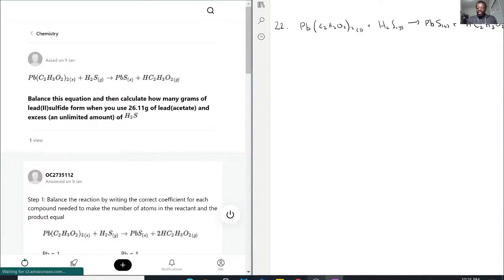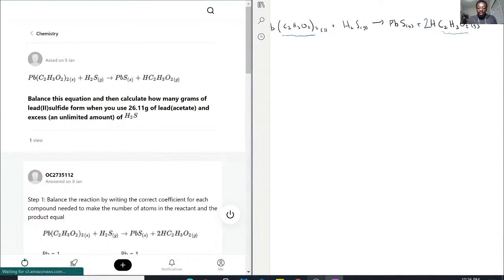So the way I like to separate this in order to actually balance it is that I like to note the parts that come together. We have two of the C2H3O2, but this only accounts for one of them. So one of the easiest things we can do is just double this. Just add a 2 right there.